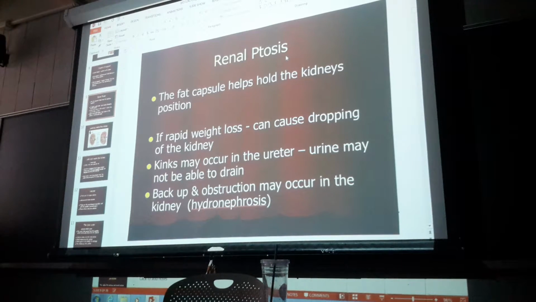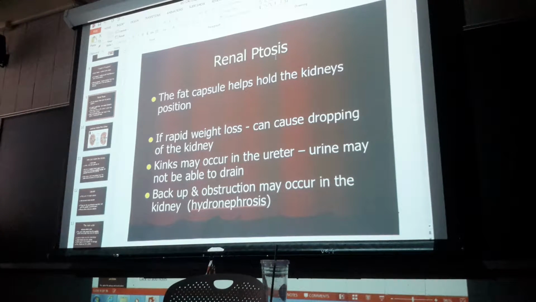Renal ptosis. Ptosis means droopy. So the fat is surrounding the kidneys and helps keep them in position and stabilizes and protects them. And if we have rapid weight loss, like extreme weight loss over a short period of time, then the fat goes away. We see this like on Survivor, where you're fasting, or Biggest Loser, where you're losing huge amounts of weight. And when we lose too much fat, the fat holds the kidneys there, and they can kind of droop down a little bit.